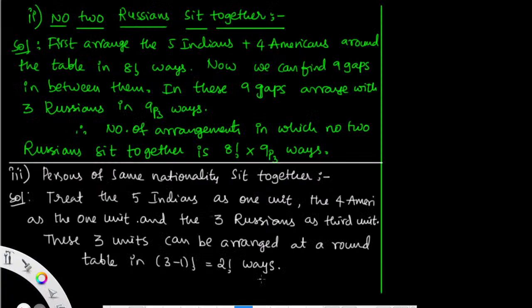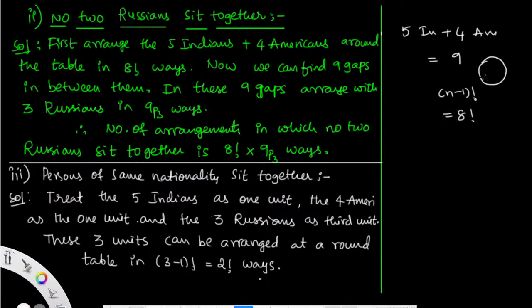No two Russians sit together means you have to first arrange the 5 Indians and 4 Americans around the circle. 5 Indians plus 4 Americans, so around the circle the total persons are 9. 9 can be arranged in circular ways. The circular way means 9 minus 1 factorial, that is 8 factorial ways.